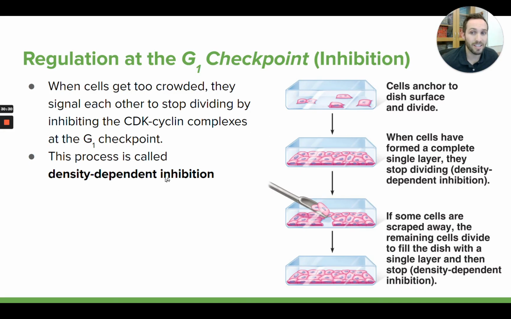We call that density-dependent inhibition, and a lot of cells have it. When there's too much cell density, they stop dividing, which is actually a good thing. You don't want those cells to divide. And if you took some of those cells out and those crowded signals go away, then the cells will no longer inhibit those CDK cyclin complexes, and they will start making it past the G1 checkpoint, continuing on in the cell cycle and dividing more.